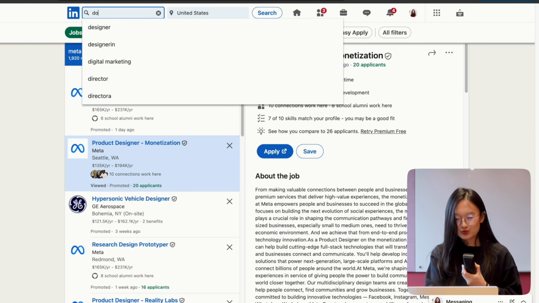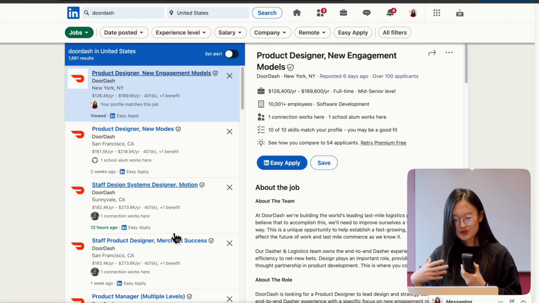Let us also look at DoorDash. DoorDash designers are also called product designers. So they are paying them also not bad. But again, DoorDash work-life balance, it's also quite rough.